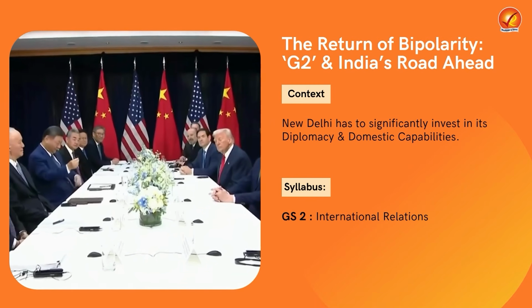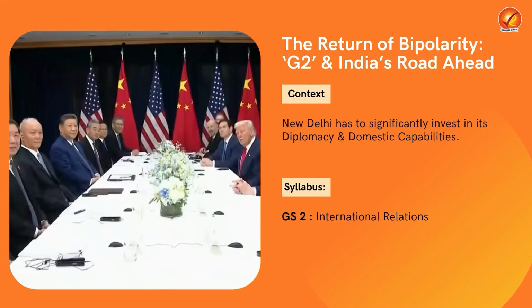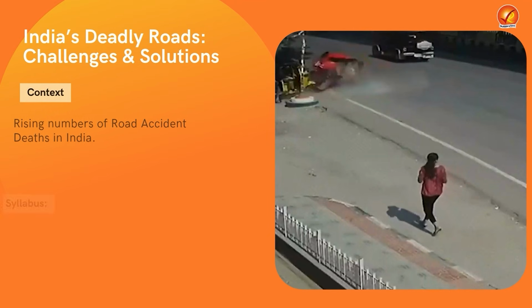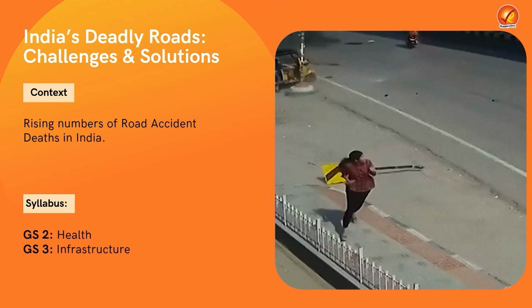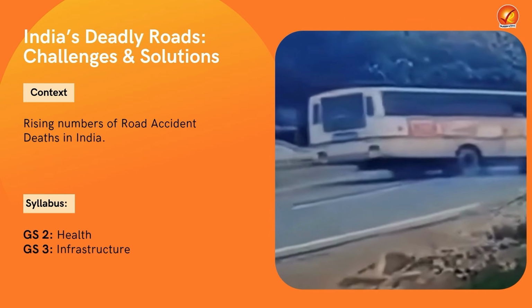In the analysis part, we'll first talk about the evolving construct of G2, including United States and China, and possible implications for India and the way forward. Then in the second article, we'll have a discussion with respect to the rising number of accidents across India, the impacts, causes, and the way forward.